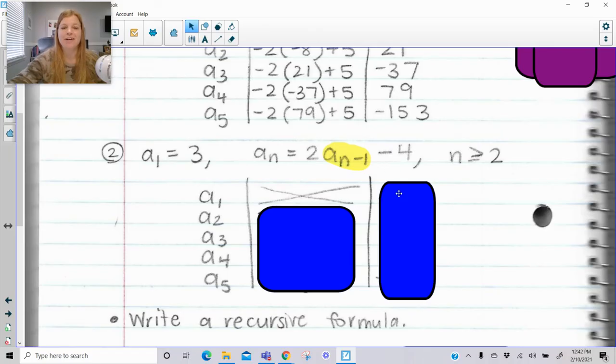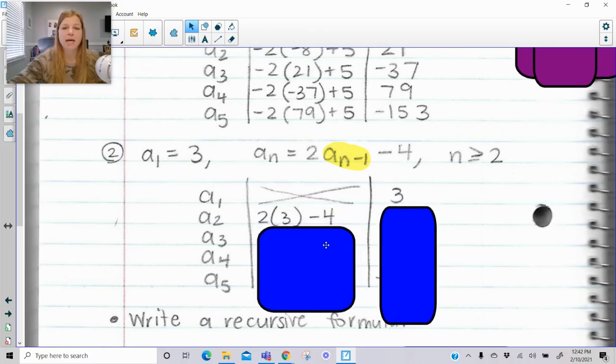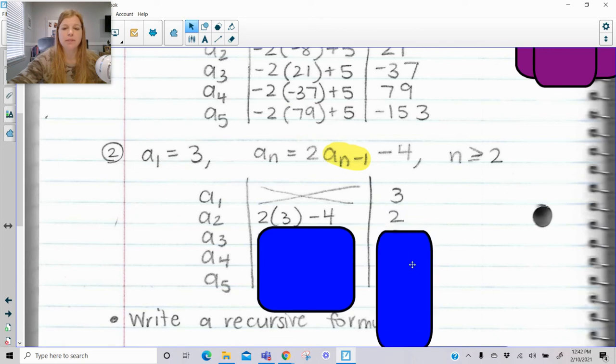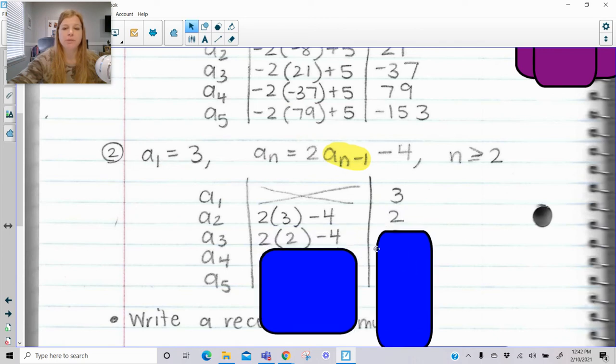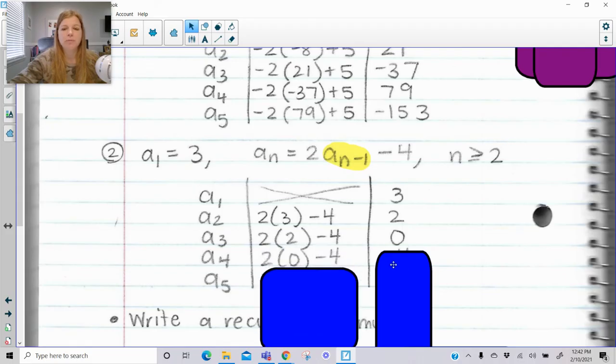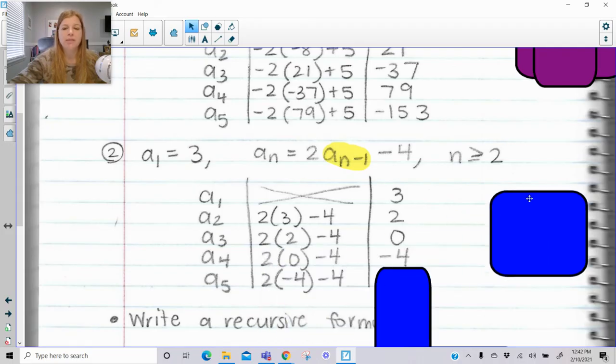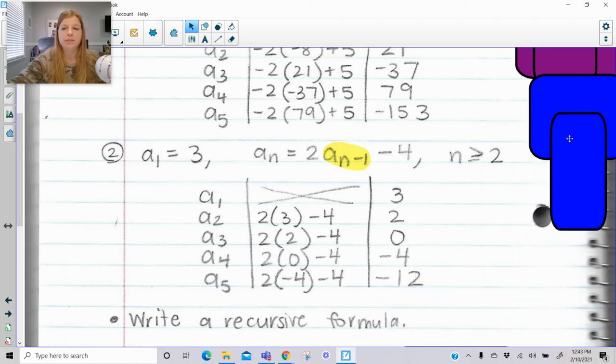Okay, so now we're checking our answers. So a sub 1 is 3. Then it would be 2 times 3 minus 4 is 2. 2 times 2 minus 4 is 0. 2 times 0 minus 4 is -4. And 2 times -4 minus 4 is -12.